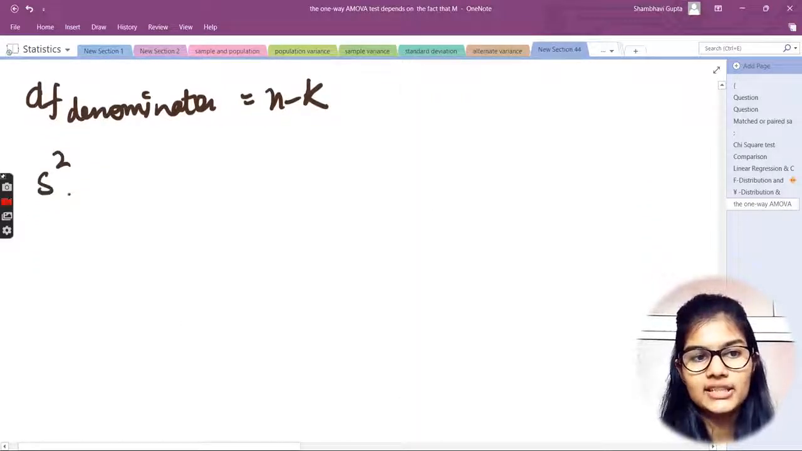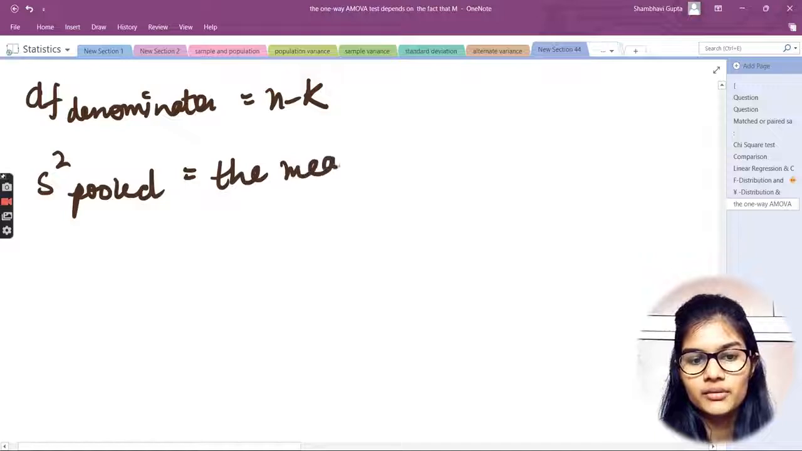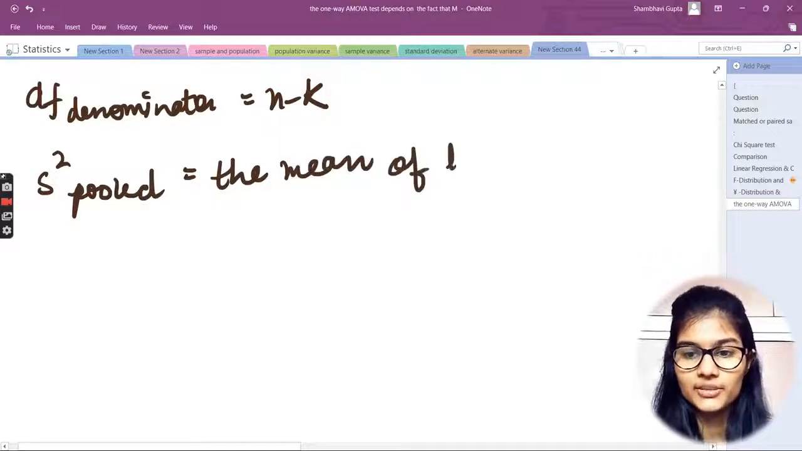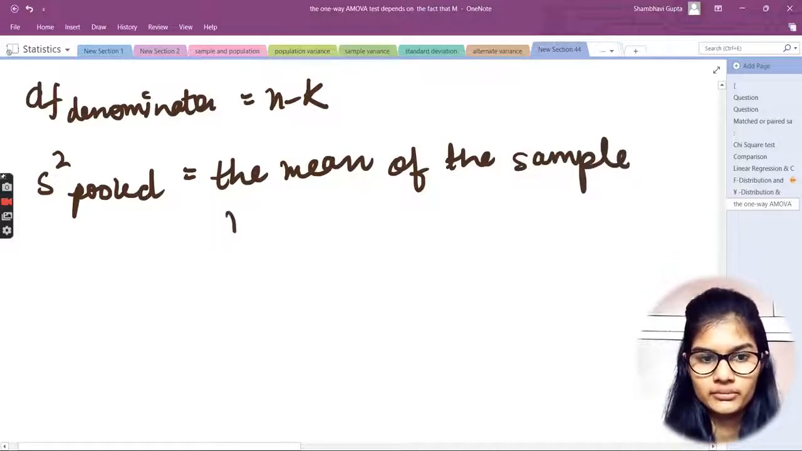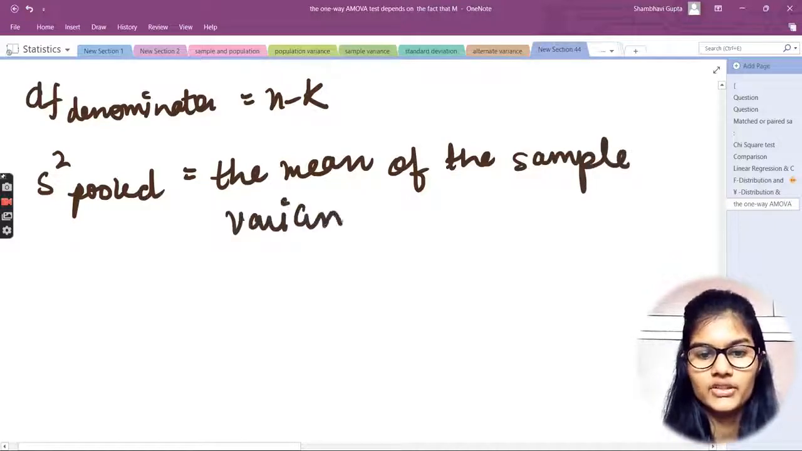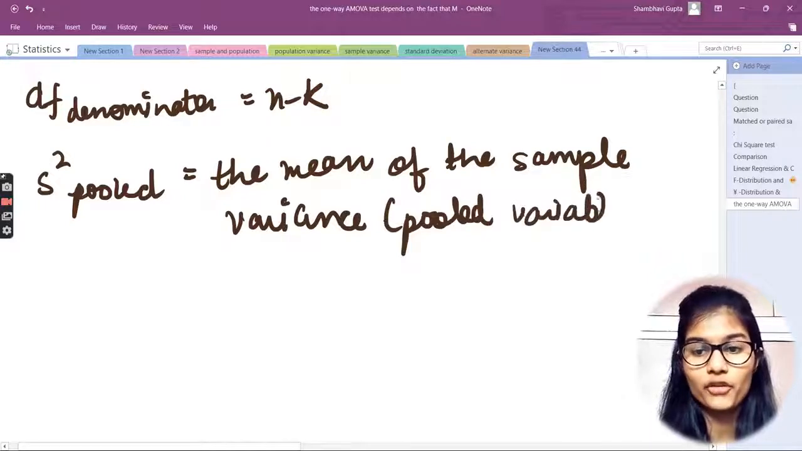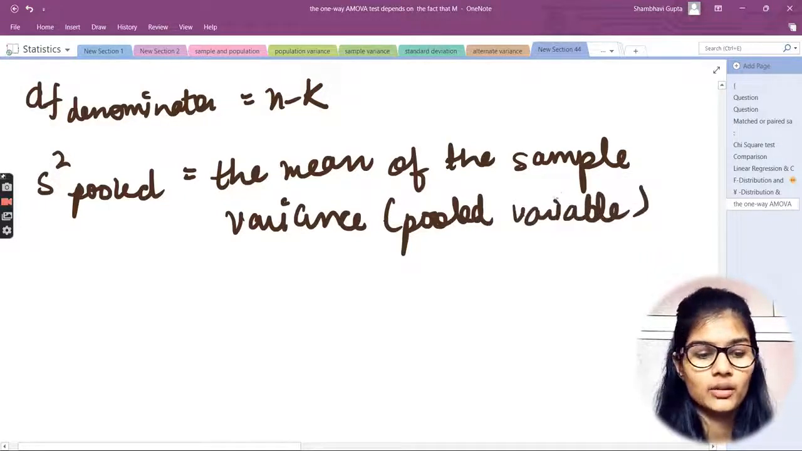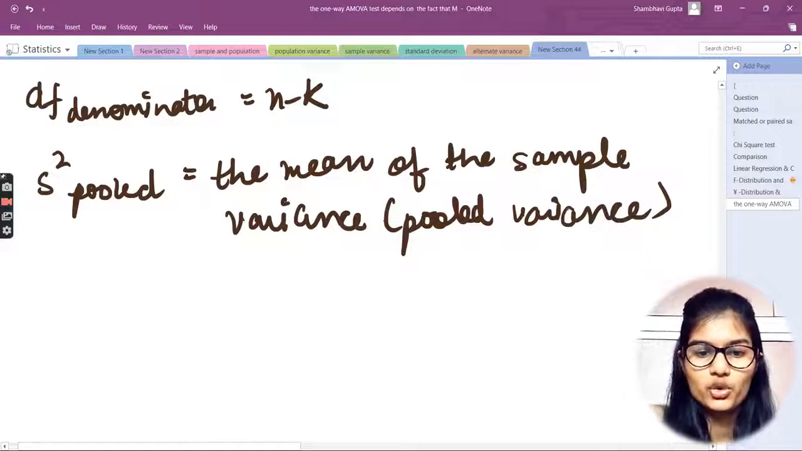Now next we have S squared pooled. That is equal to the mean of the sample variance. That's the pooled variance which I have written above in the formula. The mean of the sample variance is called the pooled variance.